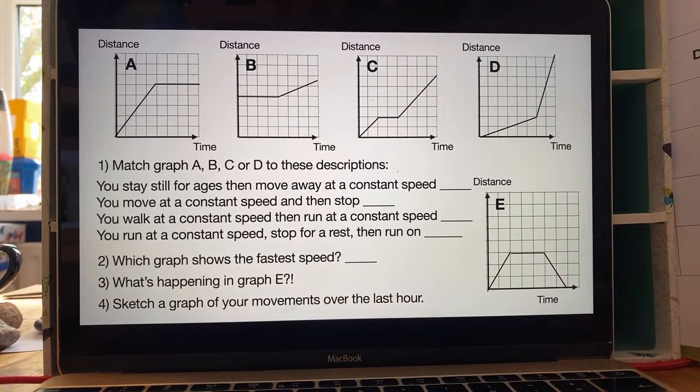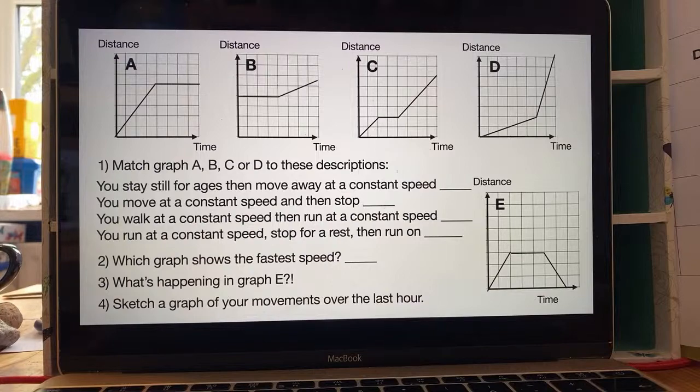So which one of those is you staying still for ages and then moving away at a constant speed? Which one of those is you moving at a constant speed and then stopping? Which one is you walking at a constant speed and then running at a constant speed? And which one would show you running at a constant speed and then stopping for a rest and then running on? So choose for those ones, A, B, C, or D.